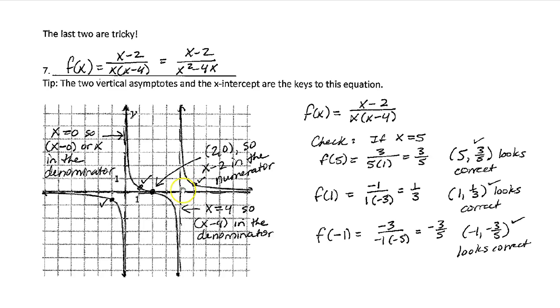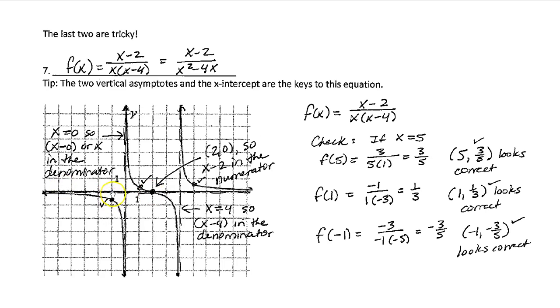The first one I picked is x equals 5. And I can see that y is somewhere between 0 and 1, a little over halfway. So when I put 5 into my equation, I end up with 5 minus 2 is 3, 5 times 5 minus 4, so that's 5 times 1, I get 3/5. 3/5 looks very reasonable. So then I picked 1. It looks like it's less than 1/2 for the y value when x is 1. So I put in 1, I get 1/3, and that looks correct.